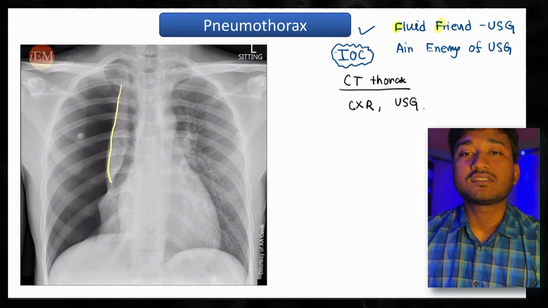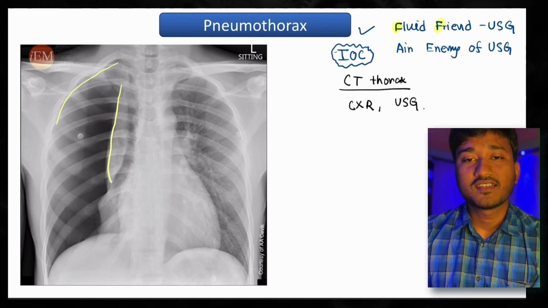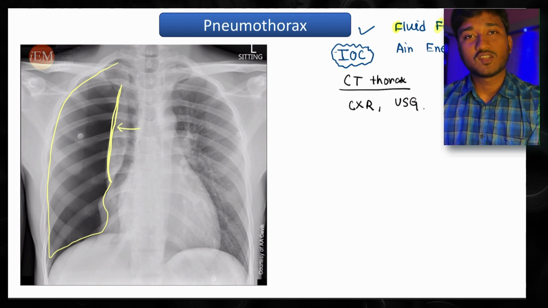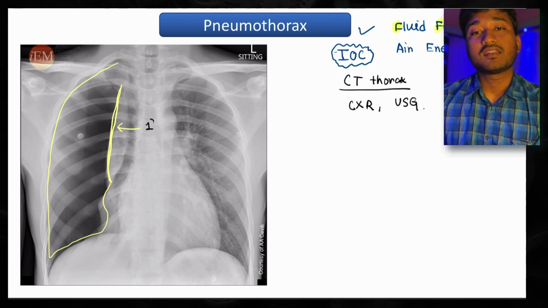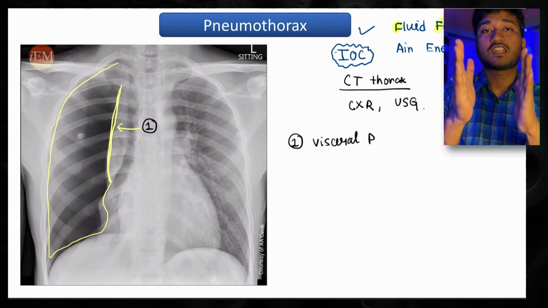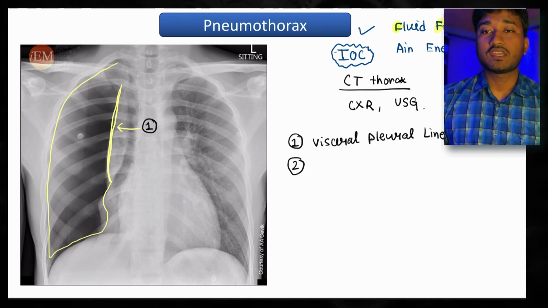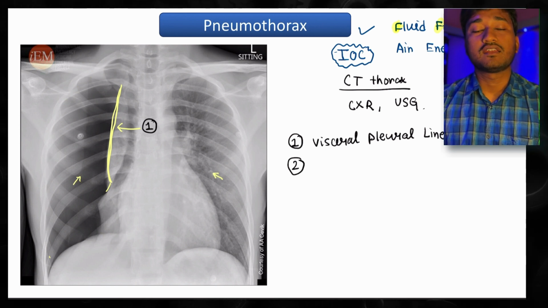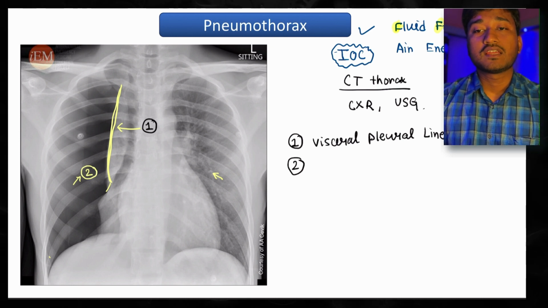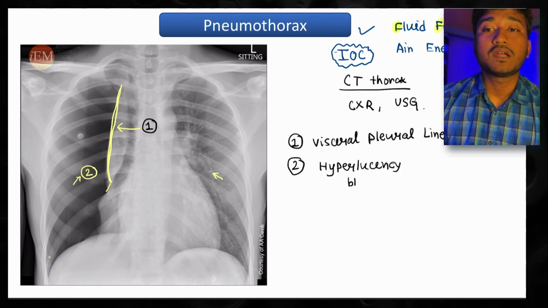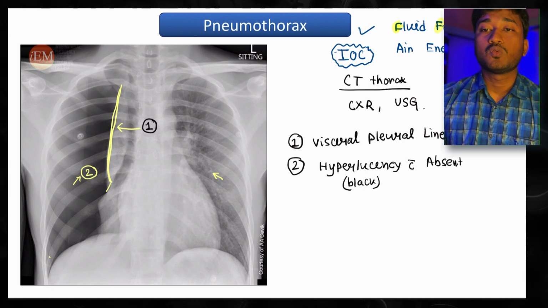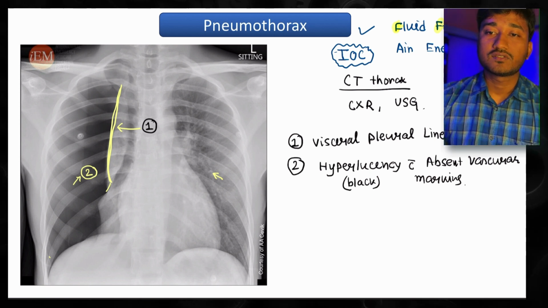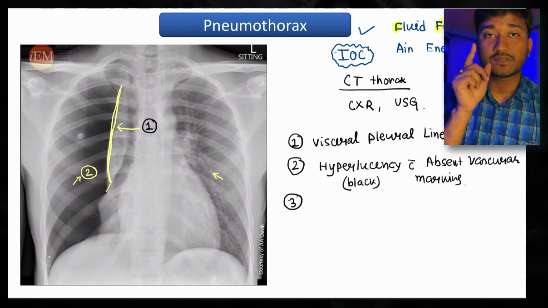So what can we find in the chest X-ray of the pneumothorax patient? Let's go step by step. There are 4 to 5 signs that you can see in pneumothorax. Number 1, this is the visceral layer of the pleura. What is pneumothorax? In between the visceral layer and the parietal layer there is presence of air. So here you can see the visceral pleura line. Number 1, visceral pleura line. And number 2, what you can see is that there is more lucency. This is called hyperlucency, more blackness with absent bronchovascular markings in the right side. This is very important: hyperlucency with absent bronchovascular markings.